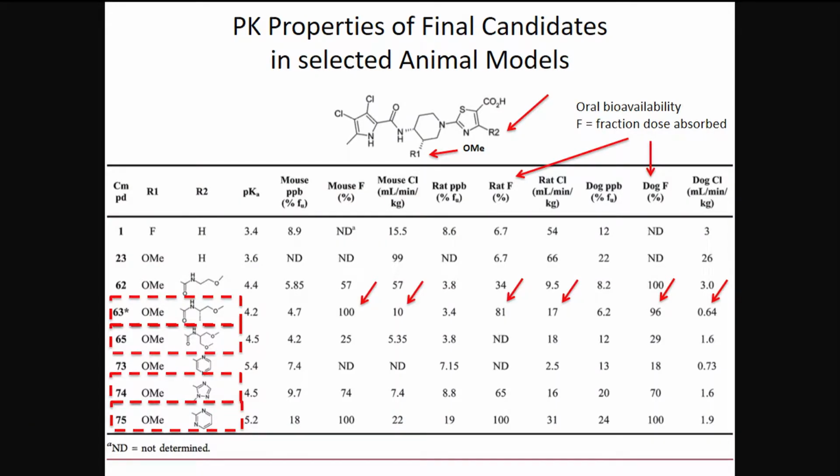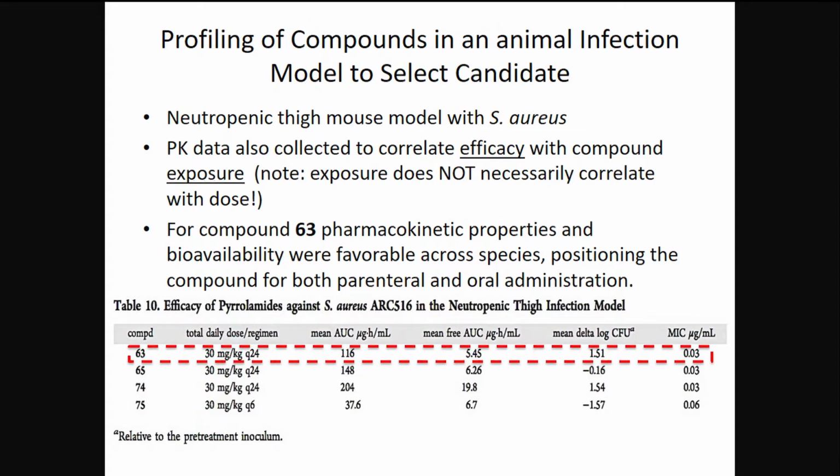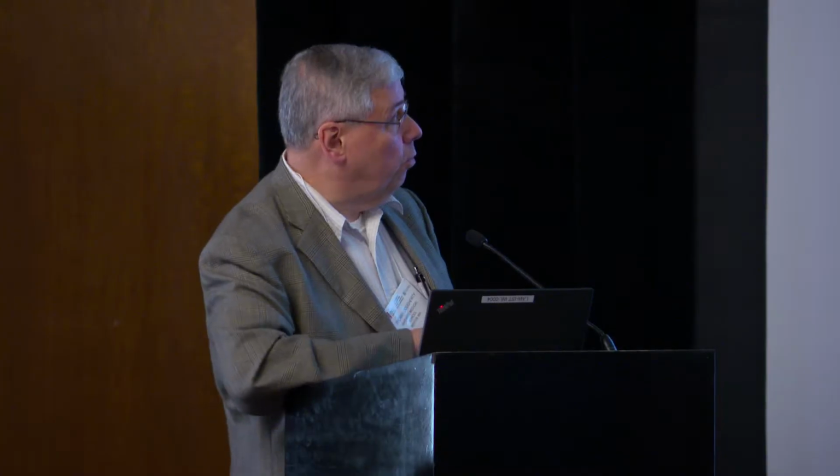So this was the compound we decided to go ahead with right here because of these various parameters. And we did a neutropenic thigh model, a mouse model infection with Staph aureus. And the PK data collected was also done not only with efficacy, but we also looked at exposure. Exposure is the amount of compound that the infection actually sees. Now, don't confuse dose with exposure. Dose is the amount you give. The exposure is the resulting amount that actually gets to the target site.